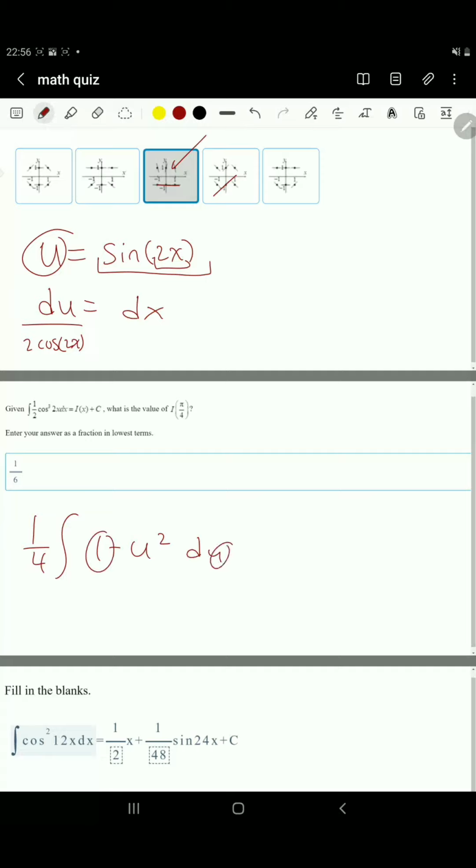The integral of 1 with respect to u is u. Then you have a minus. The integral of u squared is u cubed over 3. Then you multiply everything by 1 over 4.